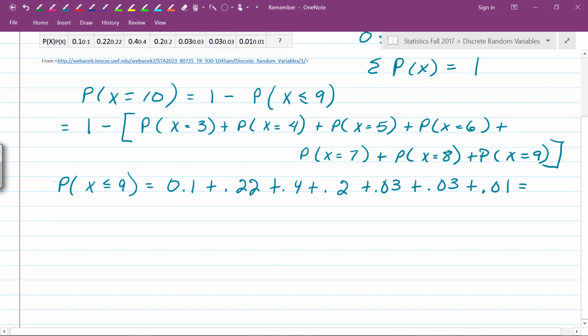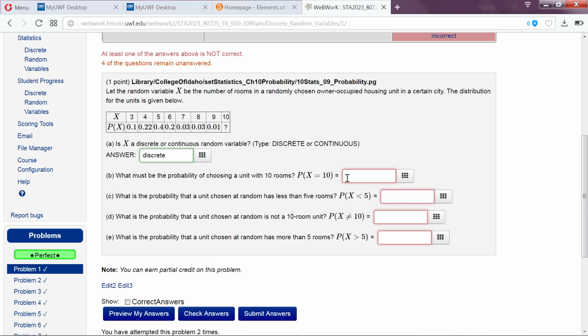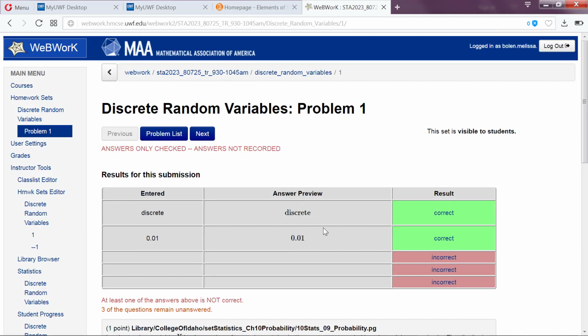So this is equal to 0.99. Therefore the probability that x is equal to 10 is equal to 1 minus 0.99, so that is equal to 0.01. Alrighty, let's go back and put that in and see if we got the right answer. So we're going to put in 0.01 and hit check answer, and we did get that correct.